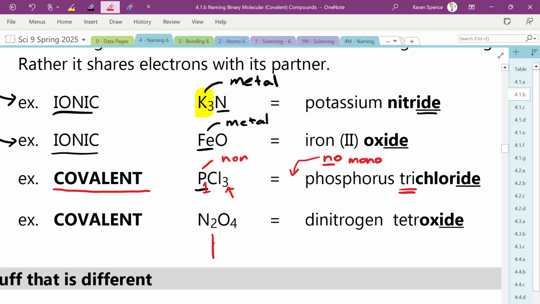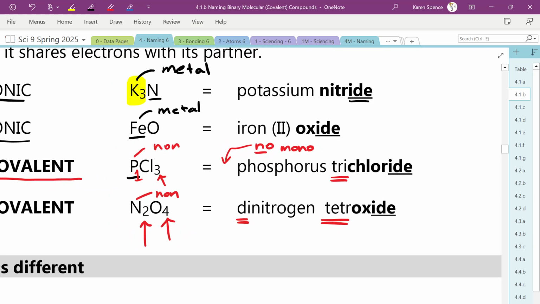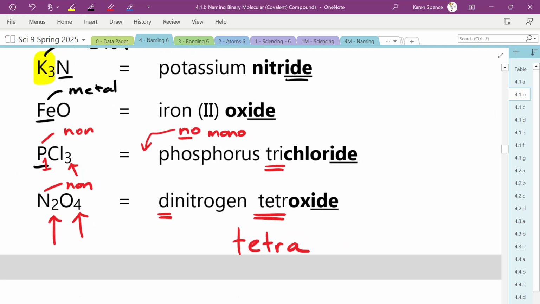Okay. In our next one, we have 2 nitrogen. And nitrogen is a non-metal. So that's going to be dinitrogen. 4 oxygen, tetroxide. Ooh. What's the prefix for 4? Tetra. What do you notice happened here? There's no A. This will only lose you a half a mark. Okay?